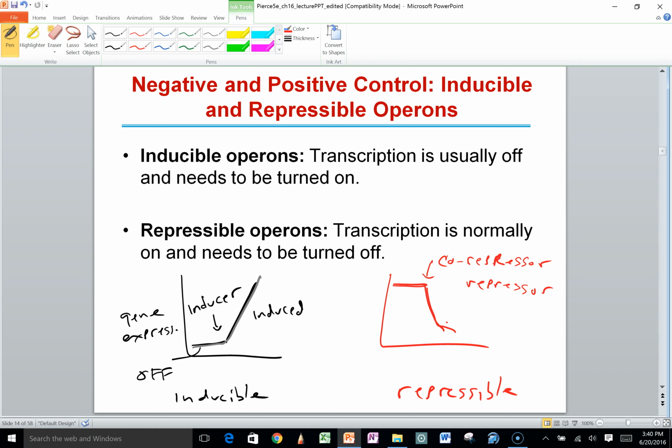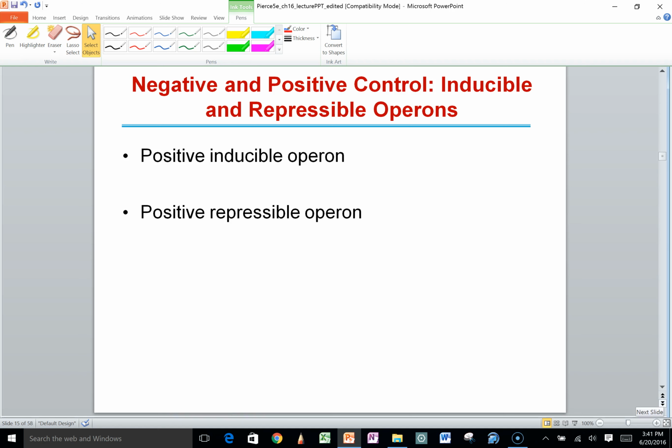Now, when we get to exactly how the proteins work, this is where the positive and negative comes in, and it gets confusing. When you induce something, it seems positive. We're going to see, but an inducible operon can be regulated by a positive or negative mechanism. A repressible operon can be regulated by a positive or negative mechanism. So you can have 4 different kinds of things. We're going to focus on lactose, and the lac operon is one of those. So positive inducible operon, I thought I took this out.